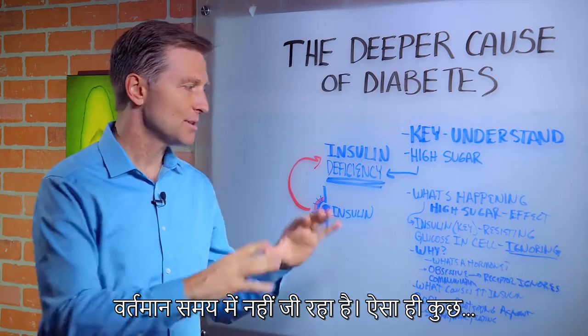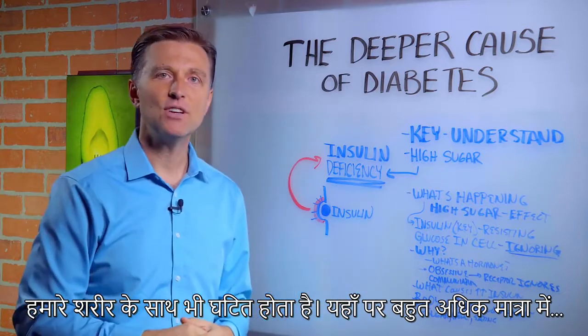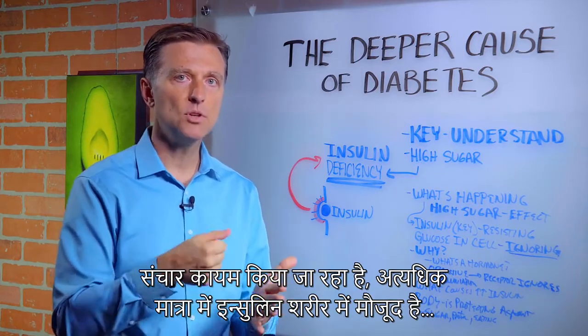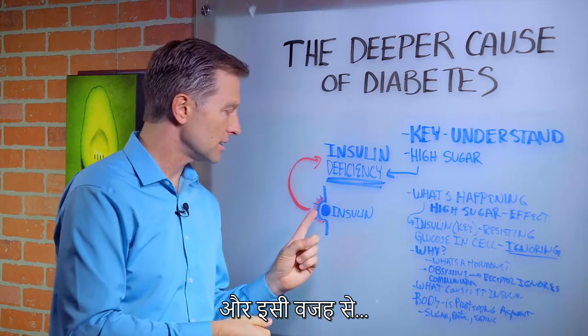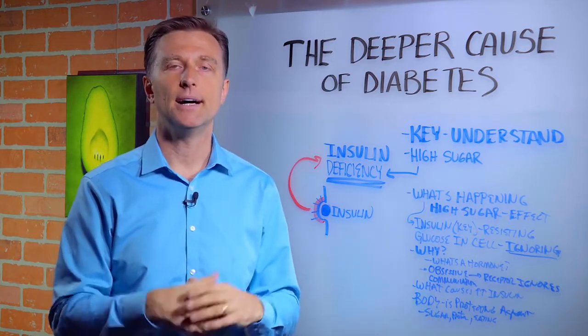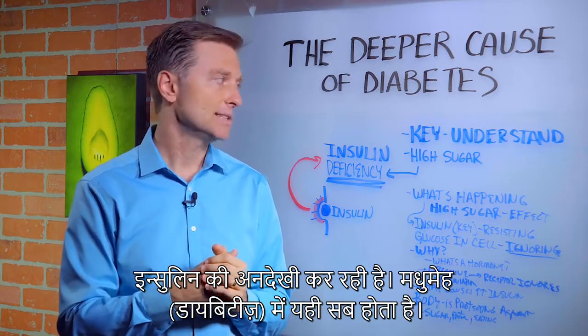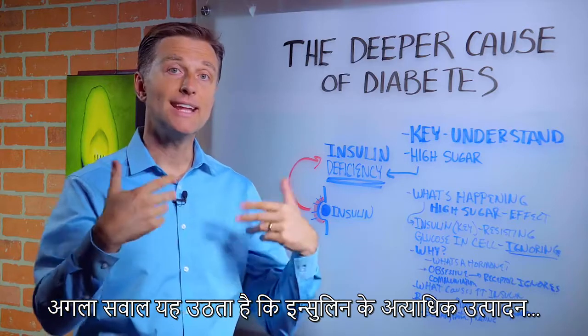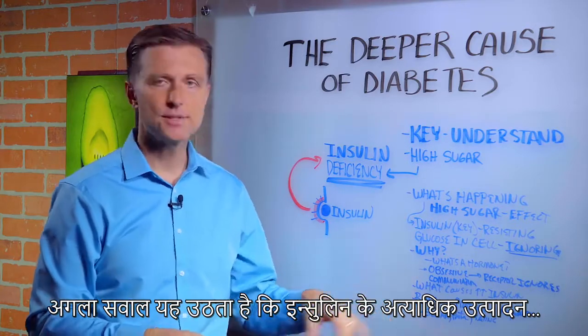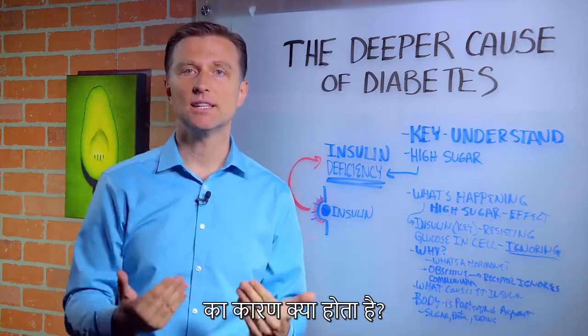Well, the same thing happens with the body. There's obviously too much obsessive communication, too much obsessive insulin that's then causing the cell to ignore that hormone. Okay, that's really what diabetes is. Your little cells are ignoring insulin. So then the next question is, what causes obsessive insulin secretion?